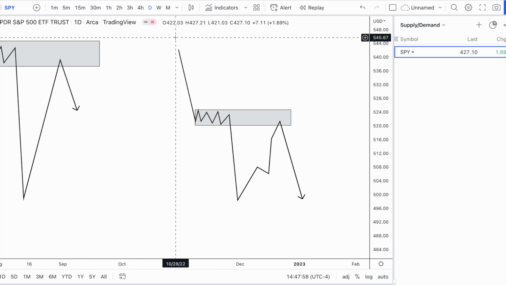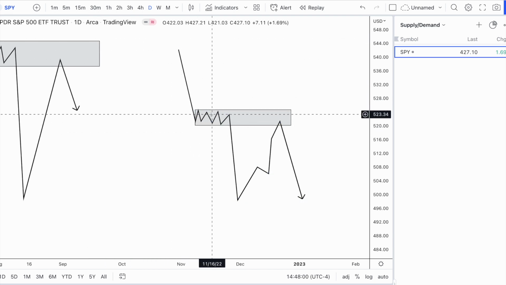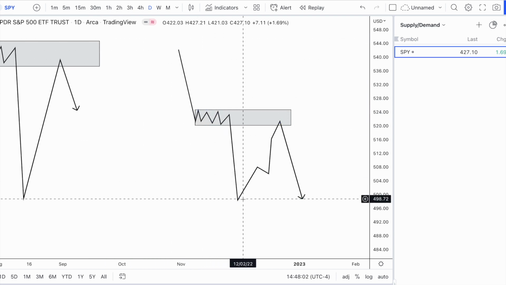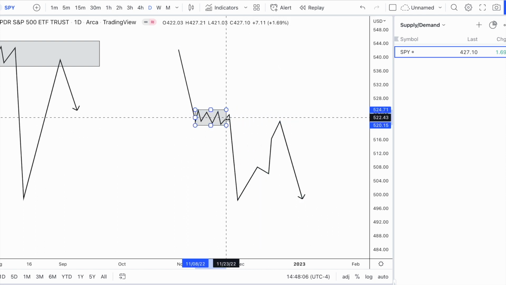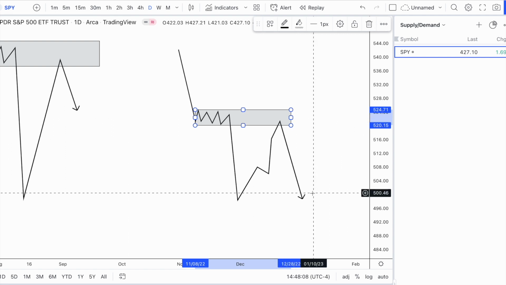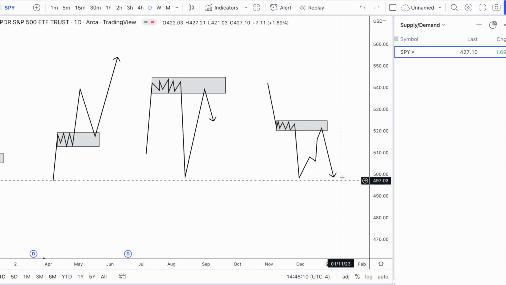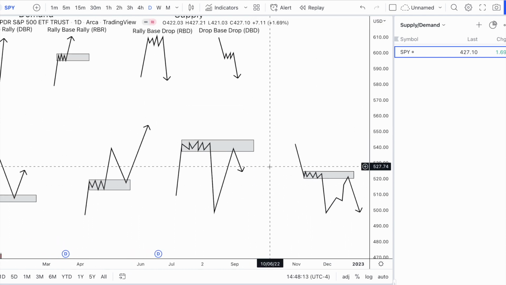And then same thing, price drops, bases, and then drops again. Price creeps up, hits that little supply zone, that consolidation area we had, and then ends up moving lower. So all in all, that's supply and demand.